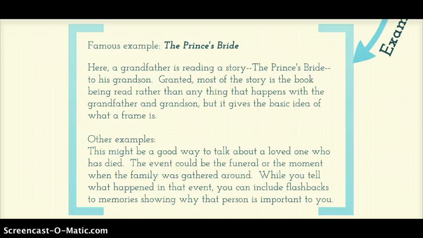Oftentimes, students will use this. This is an example of a good way to talk about somebody that you've loved that has passed away. The event that you're describing could be the funeral or the moment when the family was gathered together. And then while you tell about the funeral or that moment, you flash back to those memories that help show why that person is so important to you. That's one example of how you could actually use this.